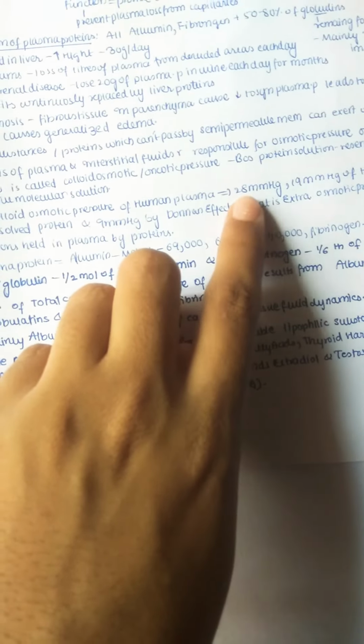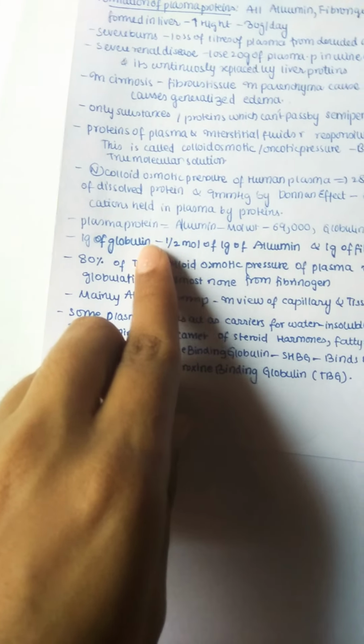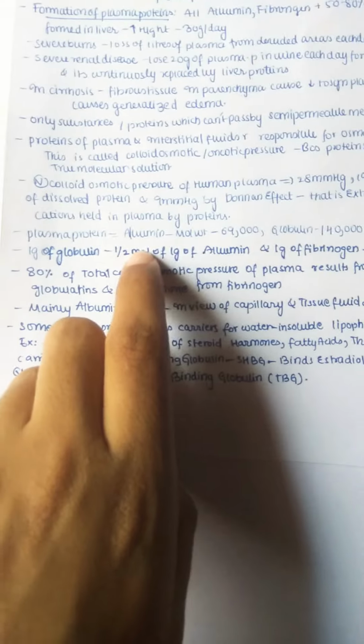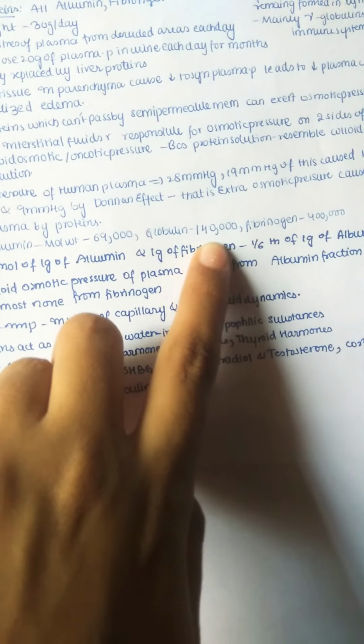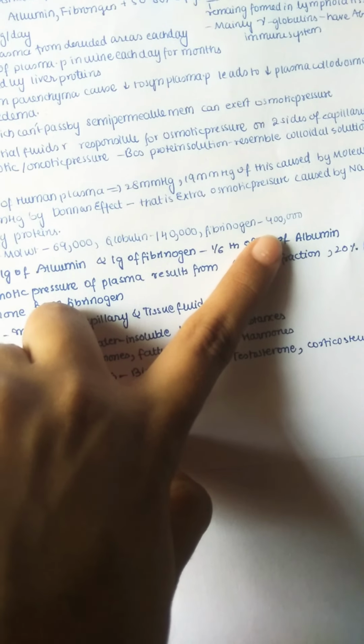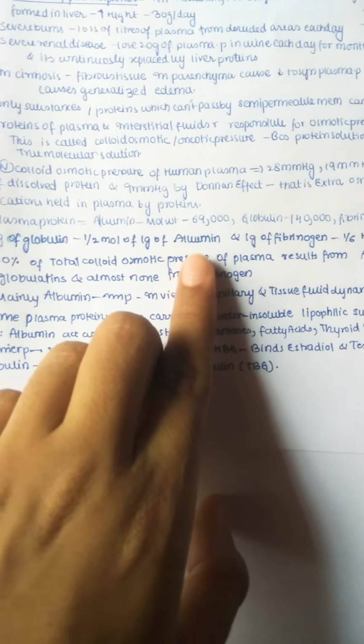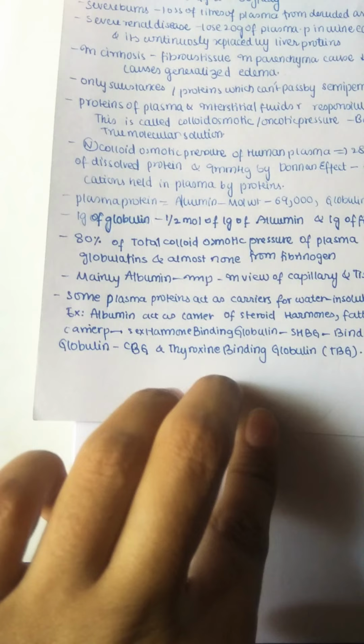This is a very important point. We'll see this in edema and all these cases. So we need to remember colloid osmotic pressure of plasma is 28. And the plasma protein albumin has a molecular weight of 69,000, globulin 1,40,000, fibrinogen 4 lakhs. So these are the molecular weights of albumin, globulin and fibrinogen.